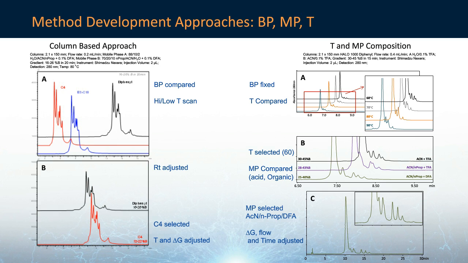In this case, 60 degrees was selected. Then, once you have your temperature, you can move on and adjust your mobile phase organics, or you can vary your acid modifier. In this case, acetonitrile with TFA was compared to acetonitrile and propanol plus TFA, and then acetonitrile and propanol plus DFA. Due to the suppressive effects of TFA that we talked about earlier, DFA was chosen for this particular analysis, and then the gradient was optimized for time and convenience.